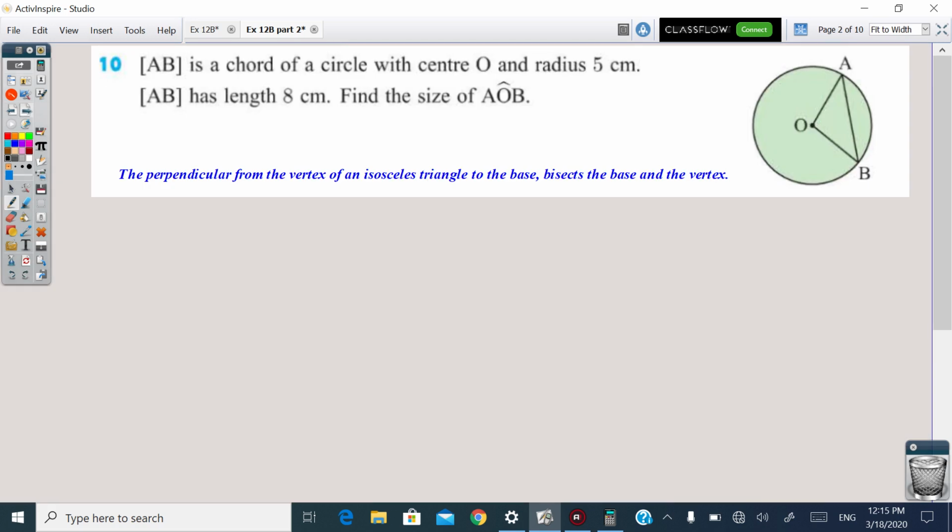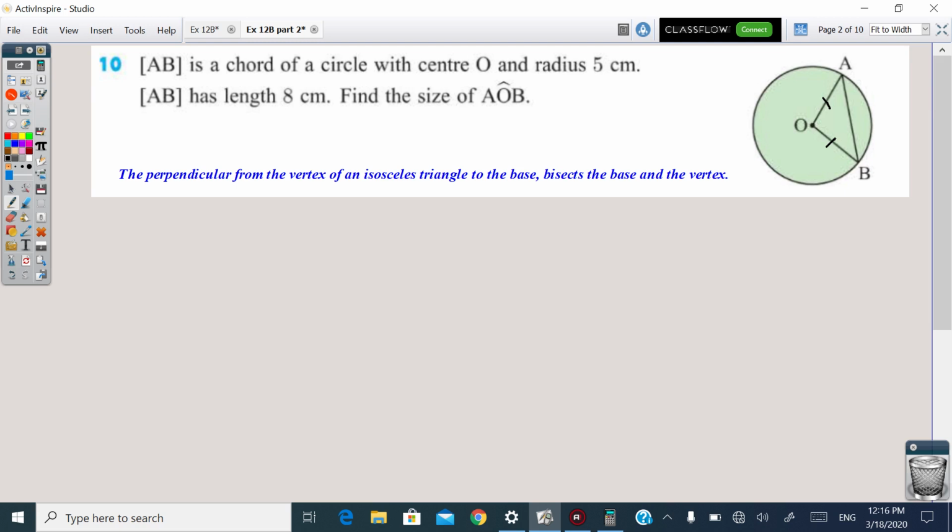Question 10, where AB is a chord of a circle. You need to realize that this is a very common question. We need to realize that the triangle AOB is an isosceles triangle because OA and OB are both radii of the circle. Therefore, we have an isosceles triangle, which is AOB.